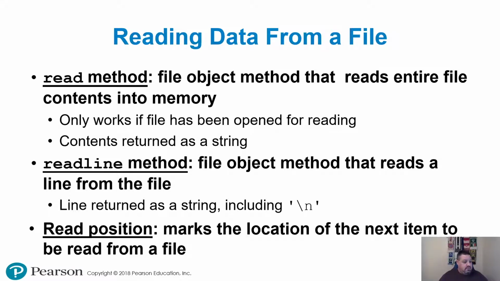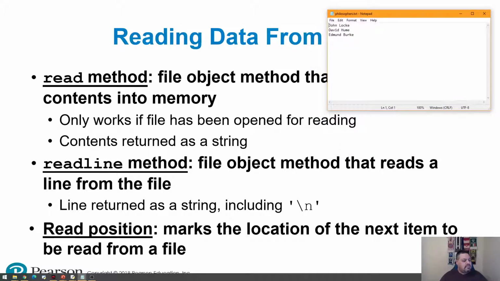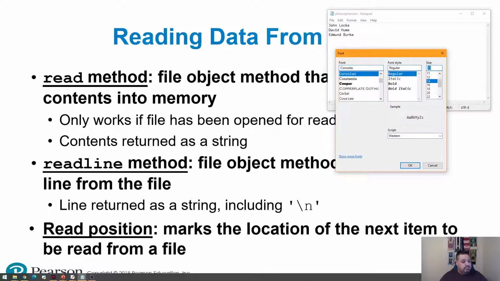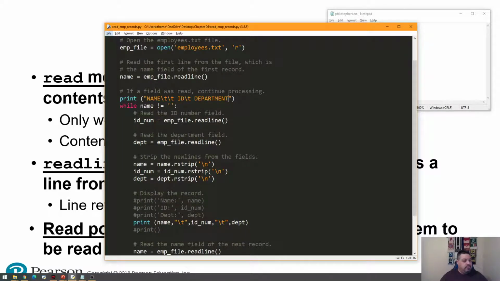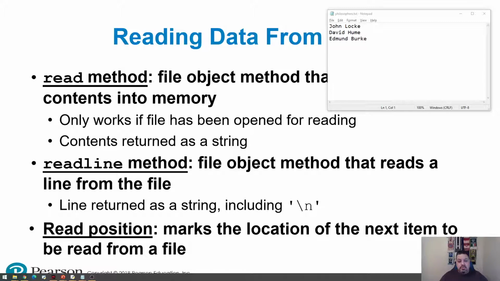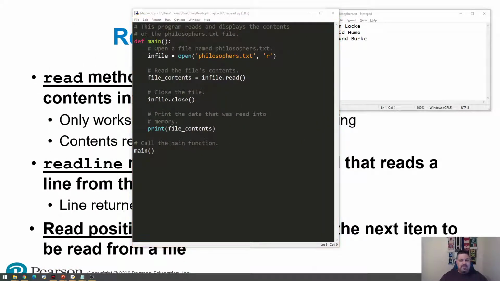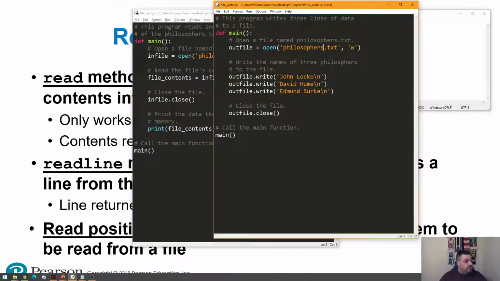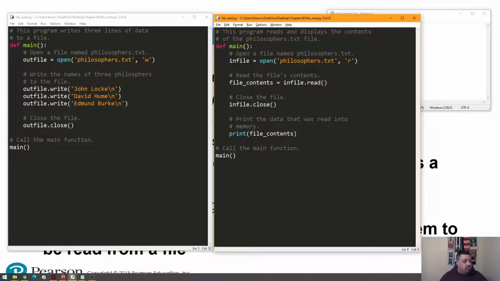Okay? And let's look at this again. So here we go again. We have the philosopher's text file here, right? Can I make that font a little bigger? Just so we can all see what we're talking about here. And now we're going to look at file read. And as you can see, this is going to look a lot like file write. So on the left here, I have file write. On the right here, I have file read.